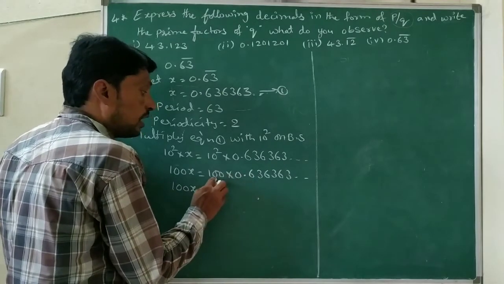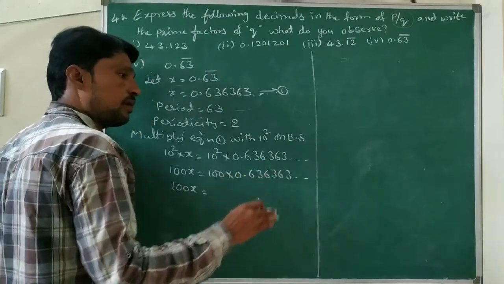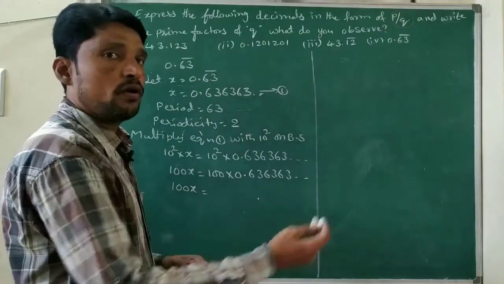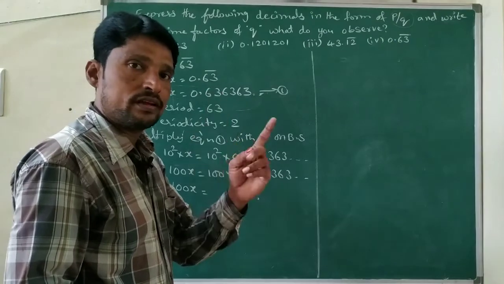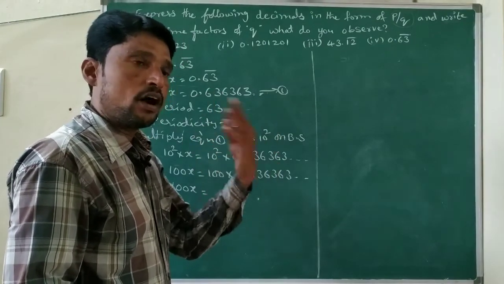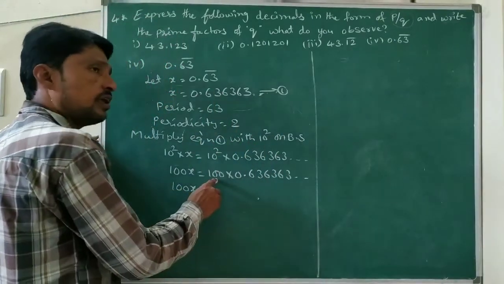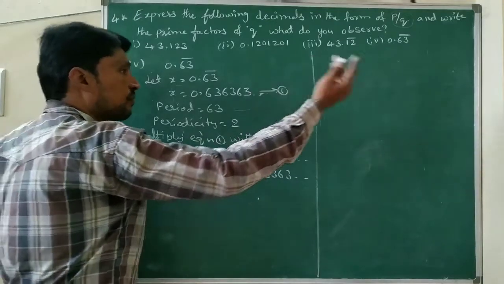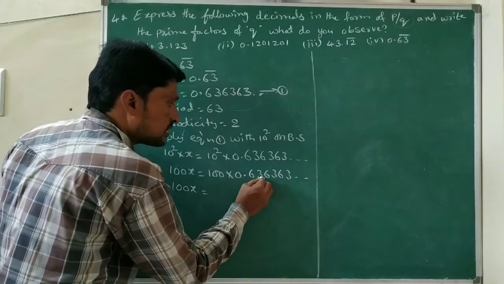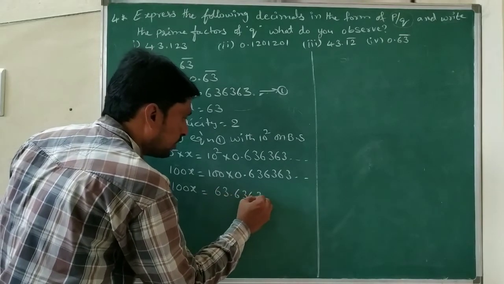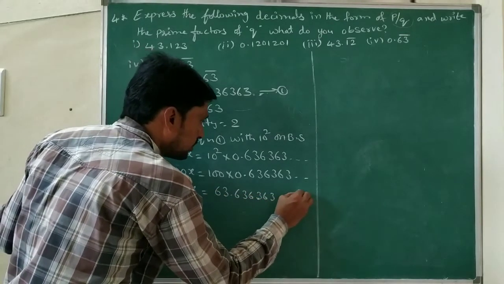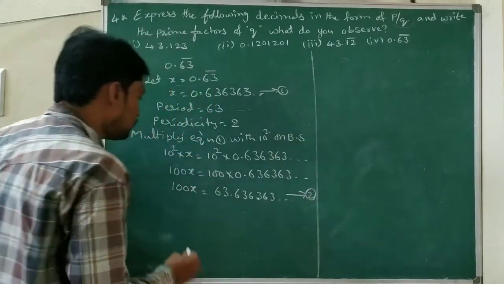Here we are multiplying by 100, which means we need to move 2 digits forward. 10 means 1 digit, 100 means 2 digits. However many zeros we are getting, that many digits forward we need to take. Here we get 63.6363 and so on. This is equation number 2.